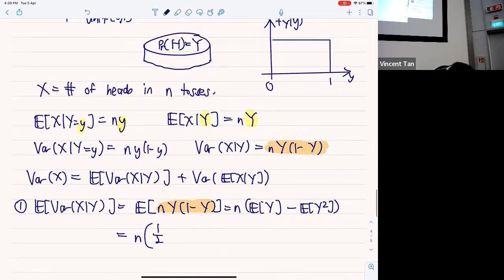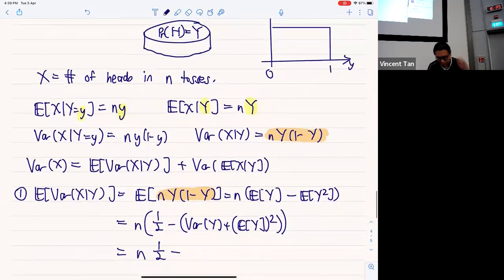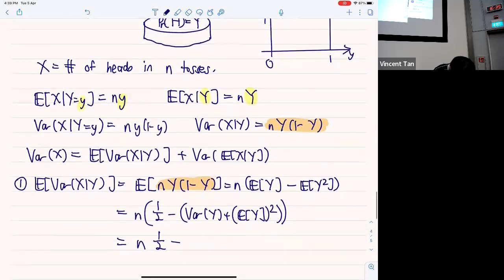Here's my shortcut. The second moment is the variance plus the first moment quantity squared. Because I'm so experienced in this sort of thing, I know that the variance of this uniform is 1/12. I memorized this, but I don't expect you to memorize it. You can do integration, and I'll show you how to integrate this. 1/12 plus 1/2 quantity squared. You need to put the brackets properly. After you are said and done, this is n/6.